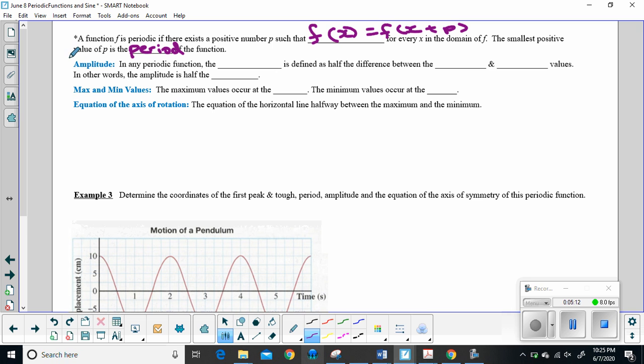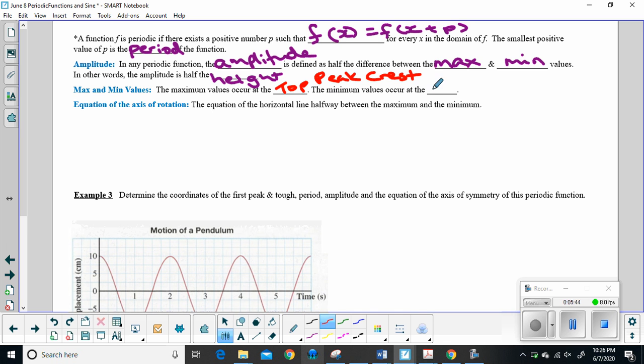Now, we've got a couple more important words here. Amplitude. In any periodic function, the amplitude is defined as half the distance, half the difference between the max and min values. So in other words, the amplitude is half of the total height. Okay, so the maximum values occur at the top. We'll call that a peak. We can call that the crest, so the top of the crest. And the minimum values occur at the bottom, the trough. Okay, the equation of the axis of rotation, that's also called the axis of equilibrium.